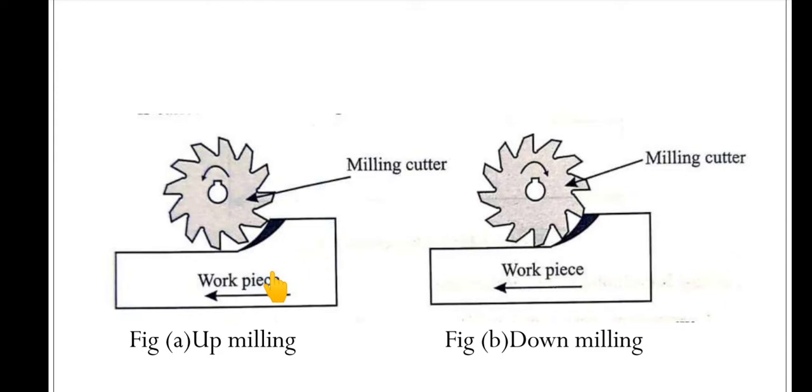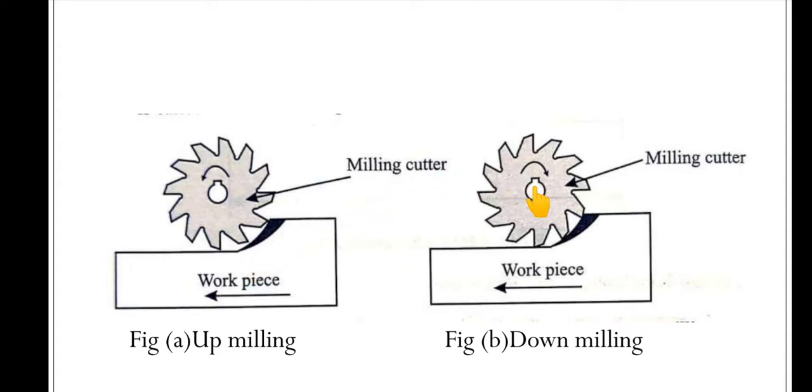If the workpiece is fed in the direction opposite to that of the cutter rotation, this process is called up milling, or it is also called conventional milling. What happens here? The workpiece is fed opposite to the direction of the cutter. The cutter is rotating in the anti-clockwise direction, and we are feeding the workpiece opposite to the rotation of the cutter. So this we call up milling.